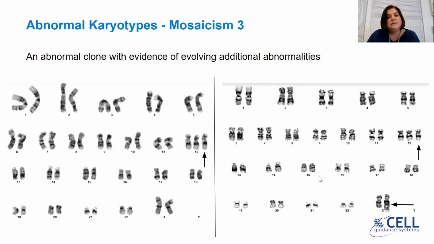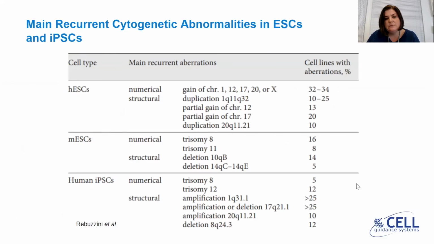We can also see evidence in the form of mosaicism that an abnormal cell is acquiring more cytogenetic abnormalities. Again, on the left, we have our trisomy 12 cell. On the right, this cell also has trisomy 12, but in addition, it's also gained material onto the long arm of one copy of chromosome X. So this is a sign that the karyotype is evolving in complexity.